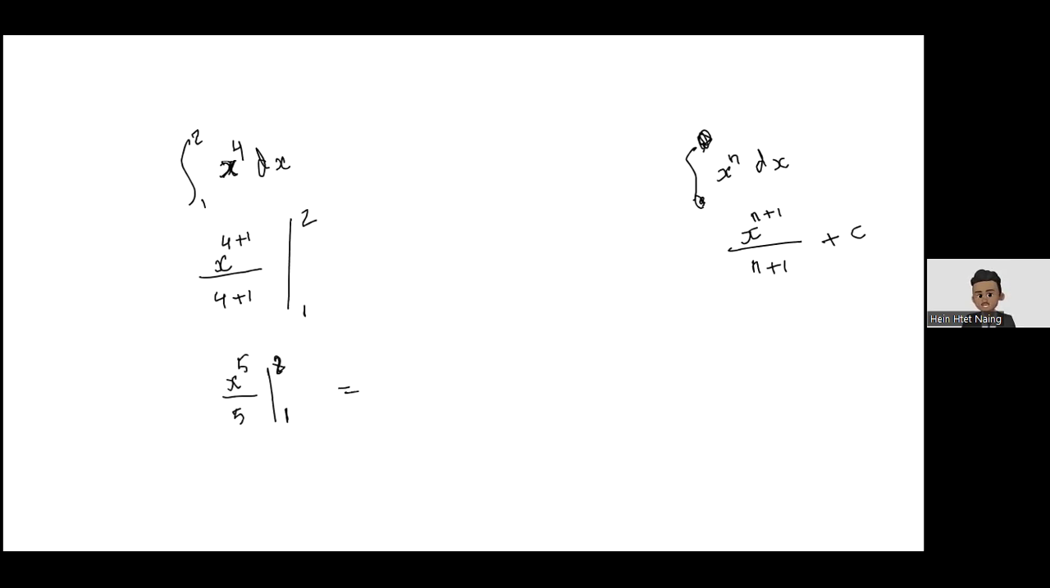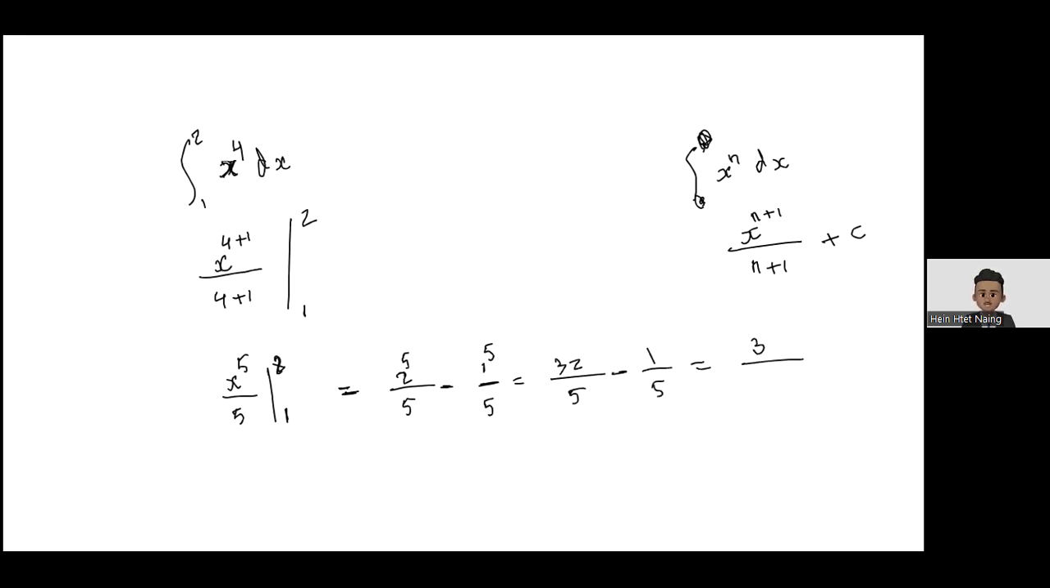It's easy. Firstly, you put the upper limit in x, then subtract, and then put the value of the lower limit in x. I will show you. Firstly, I put the upper limit in x, so it becomes 2 power 5 over 5. Then put a negative sign and then put 1 in here, 1 power 5 over 5. So the final answer will be 32 over 5 minus 1 over 5, right? So the final answer will be 31 over 5. This is our final answer.